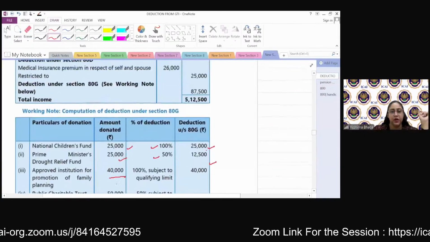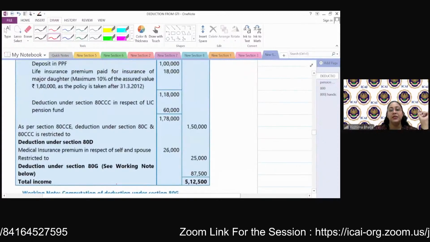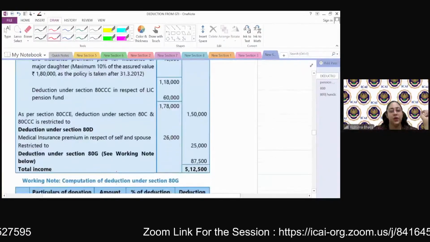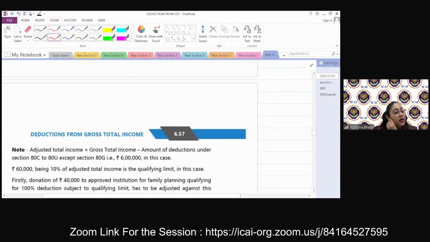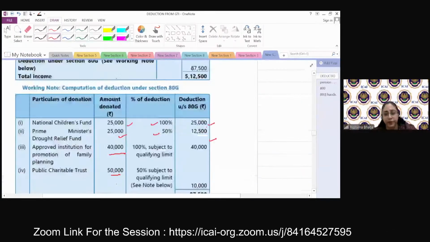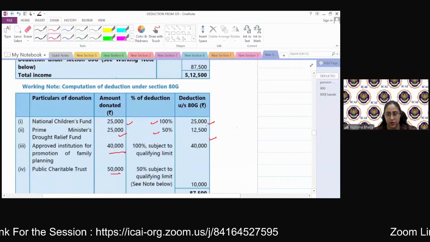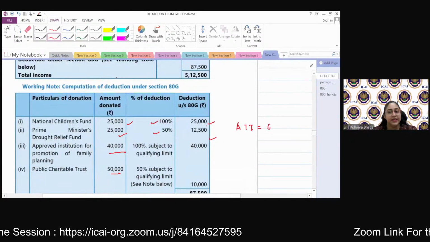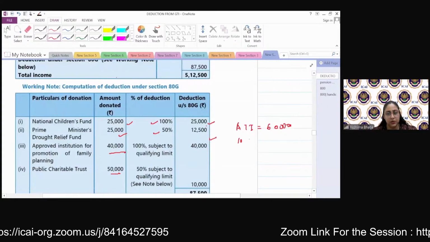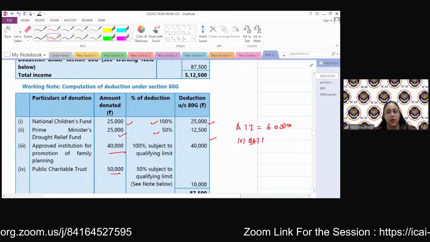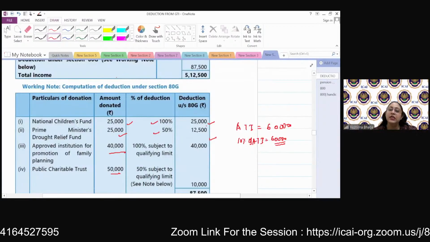Now how will the deduction be computed? My adjusted total income is how much? My adjusted total income is 7,75,000 minus 150 minus 25. 775 minus 150 and minus 25. Okay, 125, 175. So 6 lakhs is my adjusted total income. Its 10% is 60,000. So the amount which I have to use under third and fourth category is 60,000.